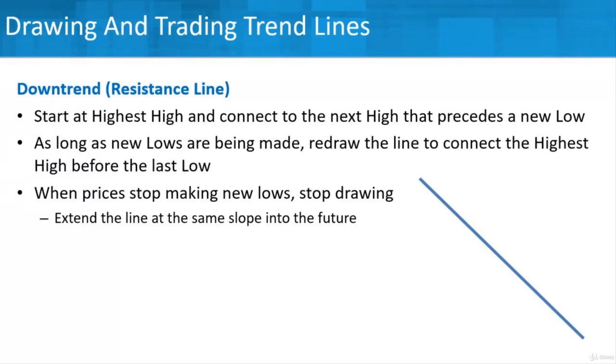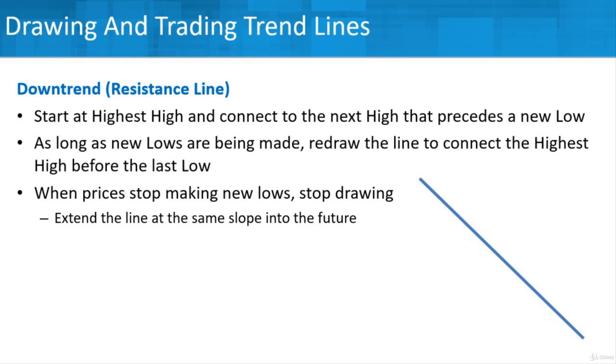So in a downtrend, what you're really drawing is not support lines, you're drawing resistance lines. And again, this will make much more sense when we actually draw the lines and you see the examples. But basically, you're starting at the highest high, you're looking at your candlestick at the wick of the highest high, and you're connecting to the next high that precedes a new low. And you can see the line here, it's going to have a downward slope.